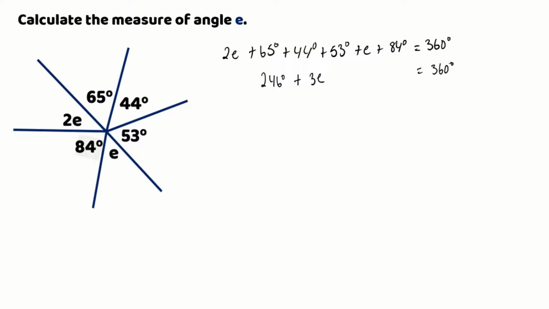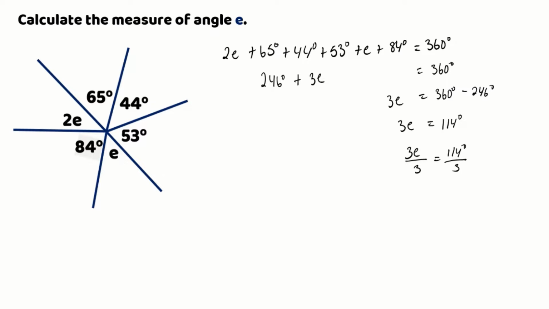And now again, we're going to collect our like terms. So I'm going to be subtracting my 246 degrees from my 360 degrees. And when 360 subtracts 246 degrees, this will equal 114 degrees. And again, we're going to apply our steps for solving a one-step equation when multiplication is involved, and we're going to divide both sides of our equation by 3.